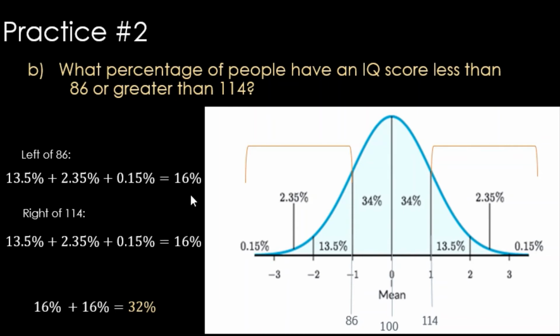Similarly, if we want to find the percentage of scores greater than 114, we simply add all of the percentage values to the right of 114. 13.5% plus 2.35% plus 0.15% equals 16%. Combining these two values together, 16 plus 16 gives us a total answer of 32%.